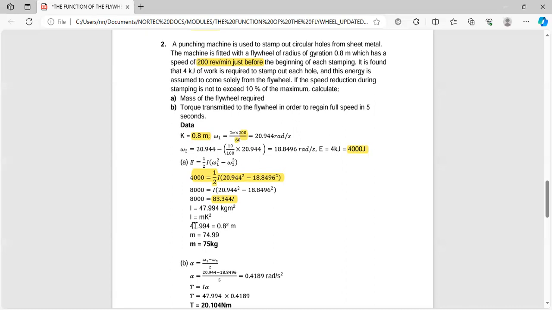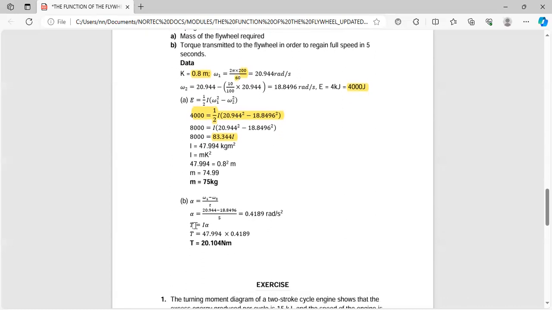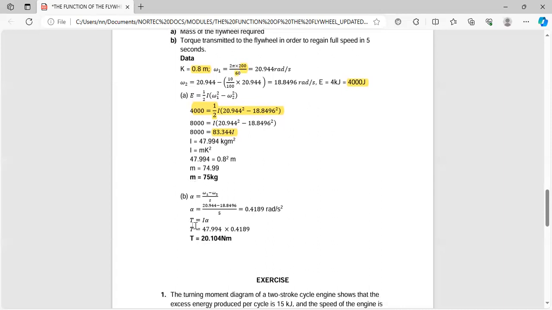Now, from there, we have I equals mk squared. So what I'm looking for is the mass. Given the I, I can decide to make m the subject. All I have to do is just substitute and then proceed with the rest.